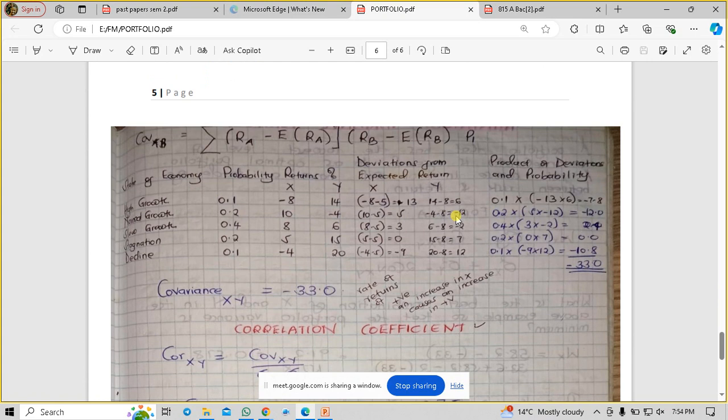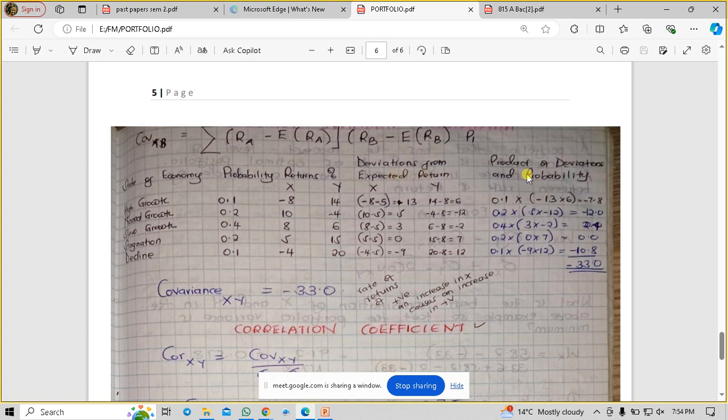-4 minus 8 is equal to -12. We have 6 minus 8, -2, 15. So these values, I hope you're seeing, it's return minus expected return. Return again, which is 20, minus the expected return, which is 12. That is how you get the deviation.